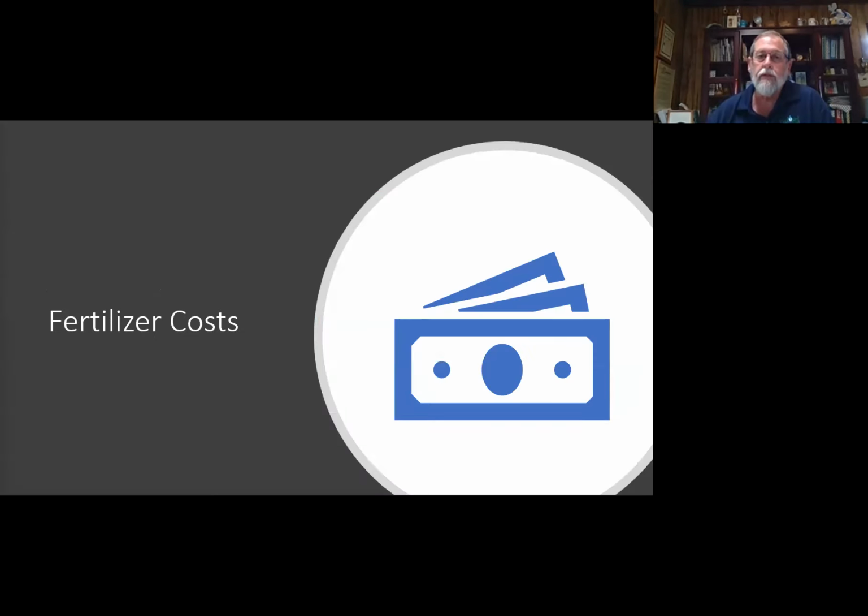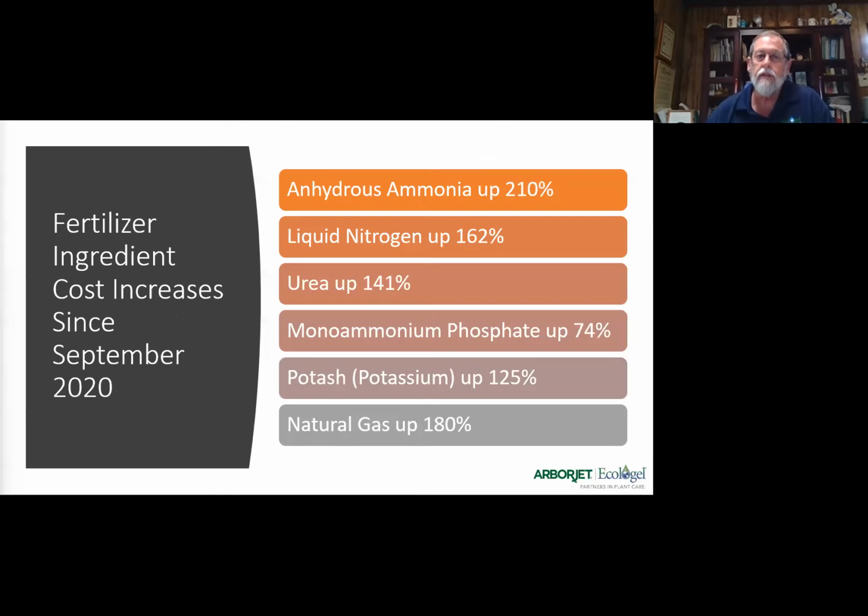When we talk about fertilizer costs, like I said, in today's economy with our inflation, we've seen dramatic increases in fertilizer costs. If we look at raw ingredient costs since September of 2020, we'll see that things like anhydrous ammonia, which is an ingredient in most of your nitrogen fertilizers, is up 200% in a year and a half, roughly. Liquid nitrogens are up 162%, urea, another building block for a lot of your fertilizers, up 141%. Some of your phosphate sources are up 74%. Potash has taken a big jump lately as a potassium source, and that's up 125%.